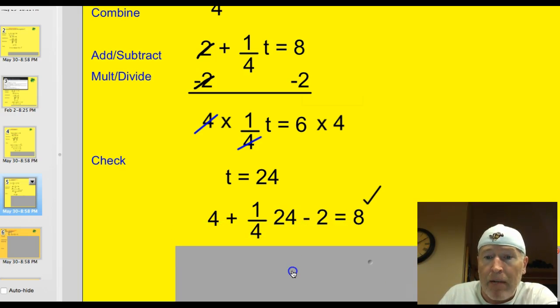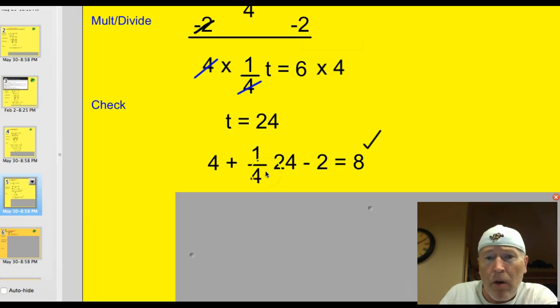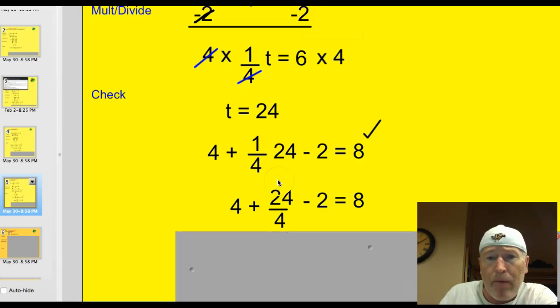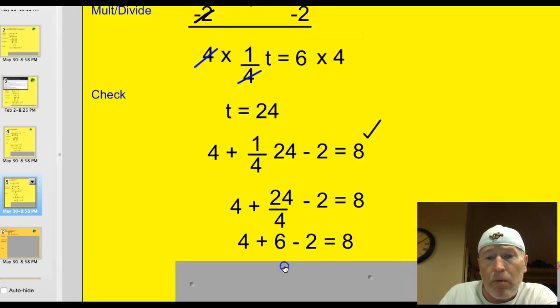I can pop that into my equation. Pop in 24, and really 1/4 of 24, that's the same as 24 divided by 4, because I can just multiply across. So 24 divided by 4 is 6. When I simplify that, I have 4 plus 6, which is 10, minus 2 is 8. And we've solved another one.